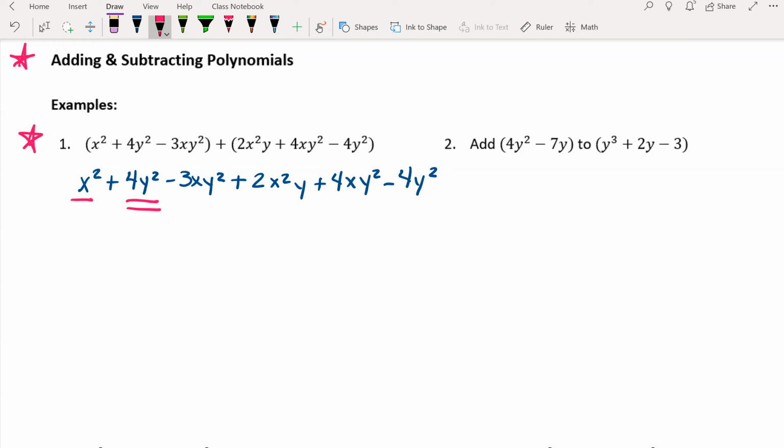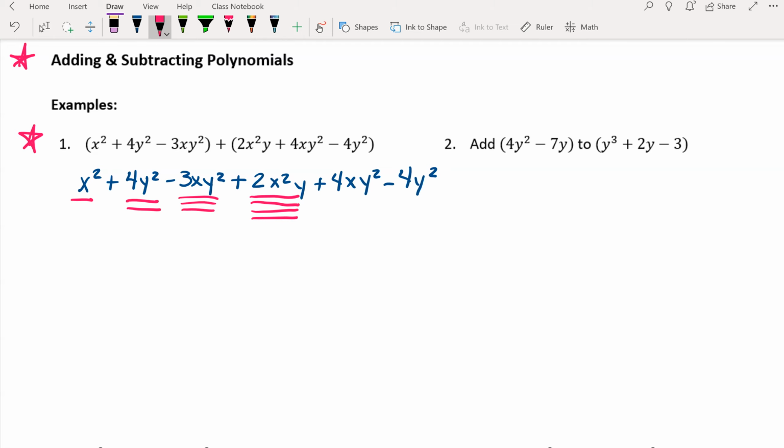The next term we see is xy squared. That's different than the first term, x squared, and different than the second term, y squared. So it's going to have its own set of underlines, 3. Now I go to 2x squared y. X squared y is also unique. So I bet you can guess how many underlines I'm going to give it. 4. So I just keep doing this.